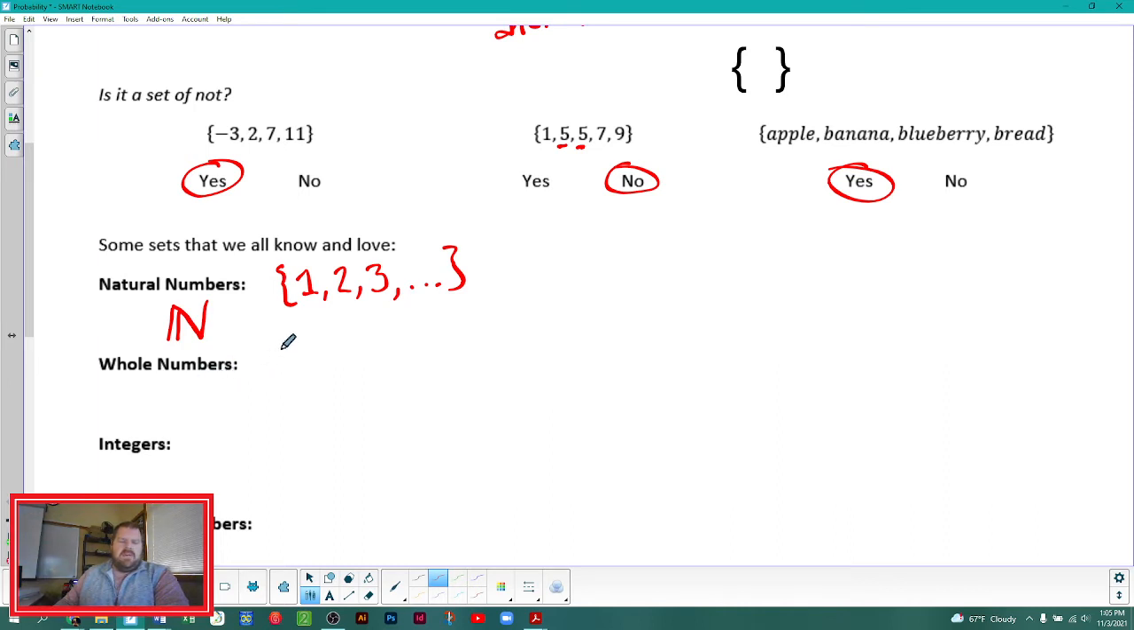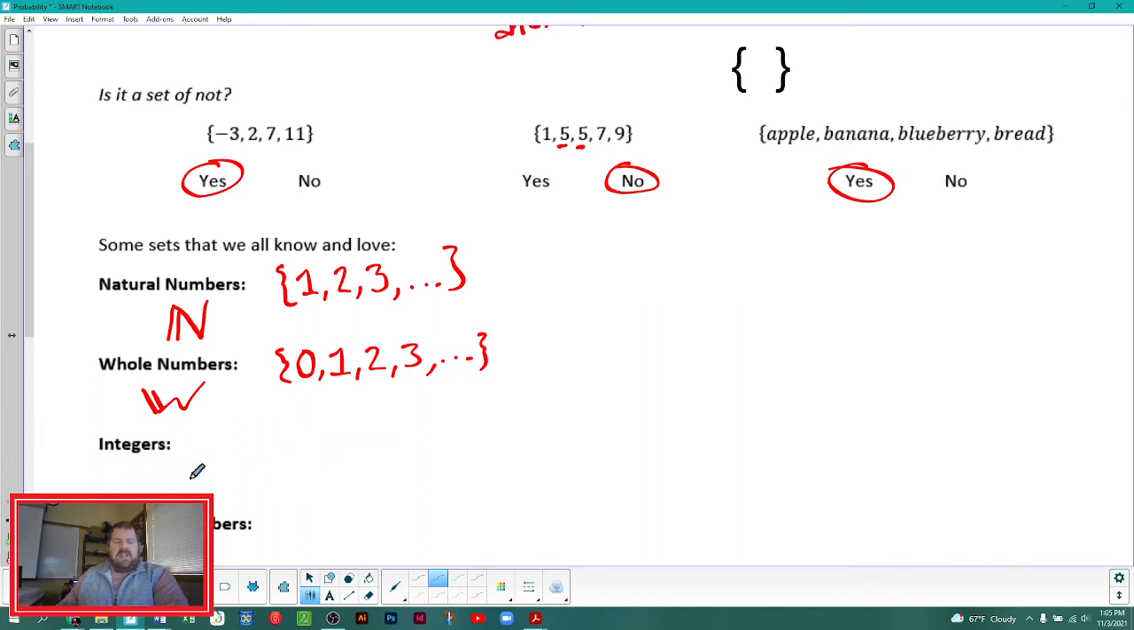Okay, the whole numbers. The only difference between the natural numbers and the whole numbers is the number with a hole in it. It starts at 0, then 1, then 2, then 3, and goes on forever. We use a W for whole numbers, and we double bar the first line.